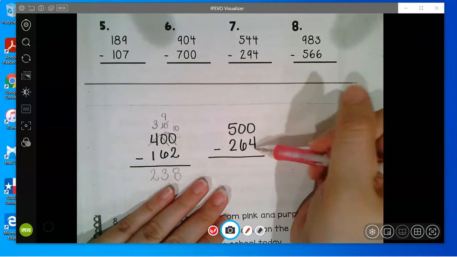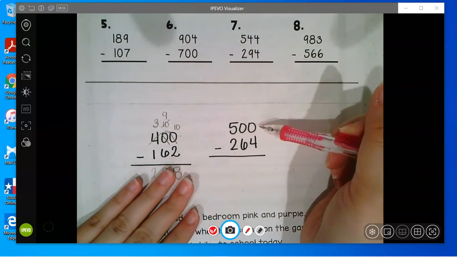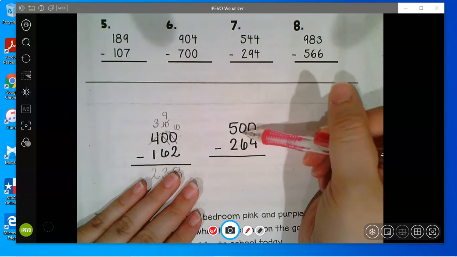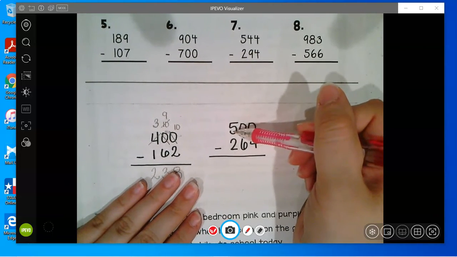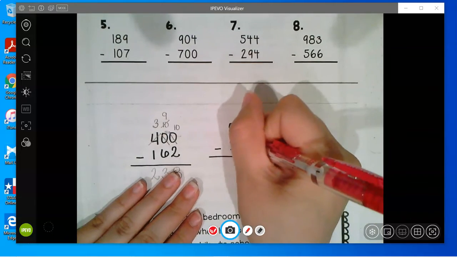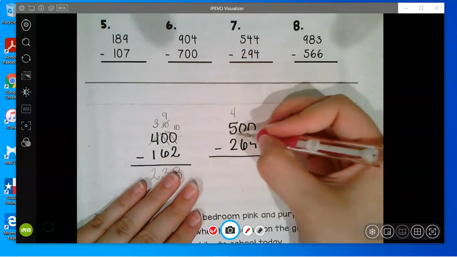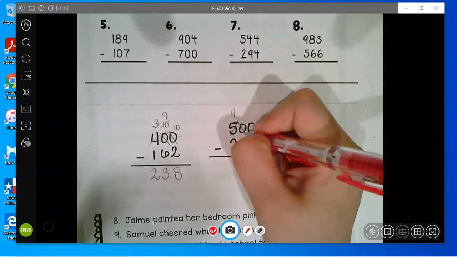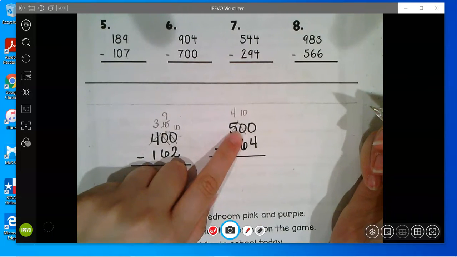Okay. And so I cannot do anything. I don't have enough ones to take away 4. So I know that I need to borrow, but I can't borrow from the tens place because there's a 0. I have nothing to borrow. So I'm going to go all the way to the hundreds place. And I'm going to take 100, which would leave me with 4. And that hundreds flat is going to break up into tens. And that means I now have 10 10 longs.